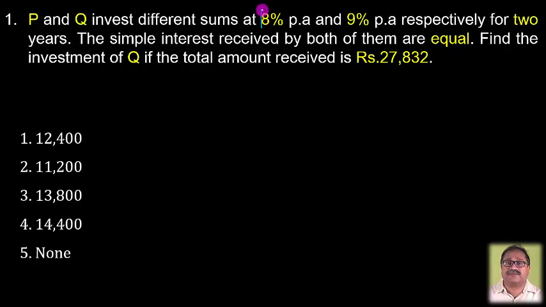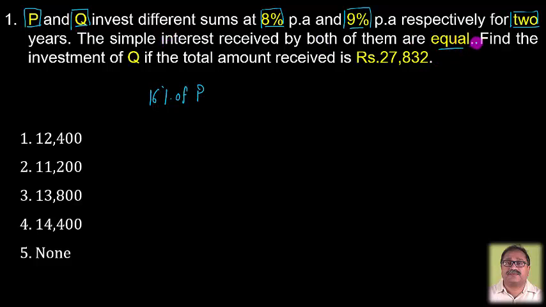So I can see that P is at 8% per annum for 2 years. So in these 2 years, it will get 8 into 2, 16% interest. Let's assume that the P sum is P. Then interest is 8 into 2 is 16. So 16% of P is the interest on P. Now let's assume that the investment by Q is Q, and his investment is at 9% per annum for 2 years. So 9 into 2 is 18%. 18% of Q will be the interest.